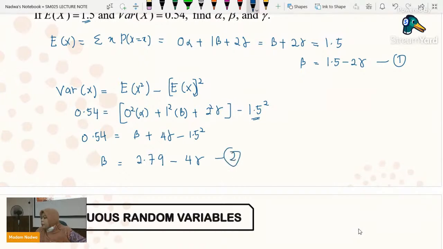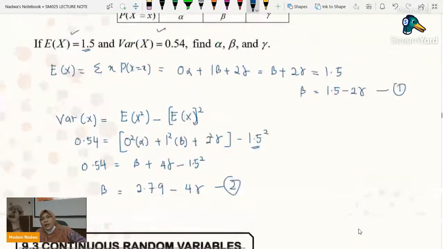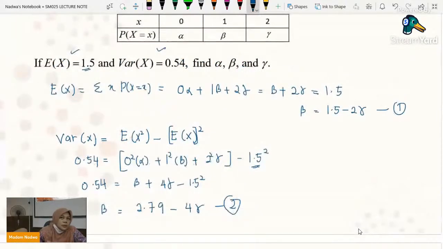Let me ask you, how many unknowns that we have? 3 unknown. So cukup ke 2 equation? Tak cukup 2 equation because we have 3 unknown. What is another equation that isn't given to us? The summation of probability. So that is our background knowledge. Takkan dia nak sebut kat situ summation probability is equals to 1. You already know that alpha plus beta plus gamma should equals to 1. So this is your third equation.